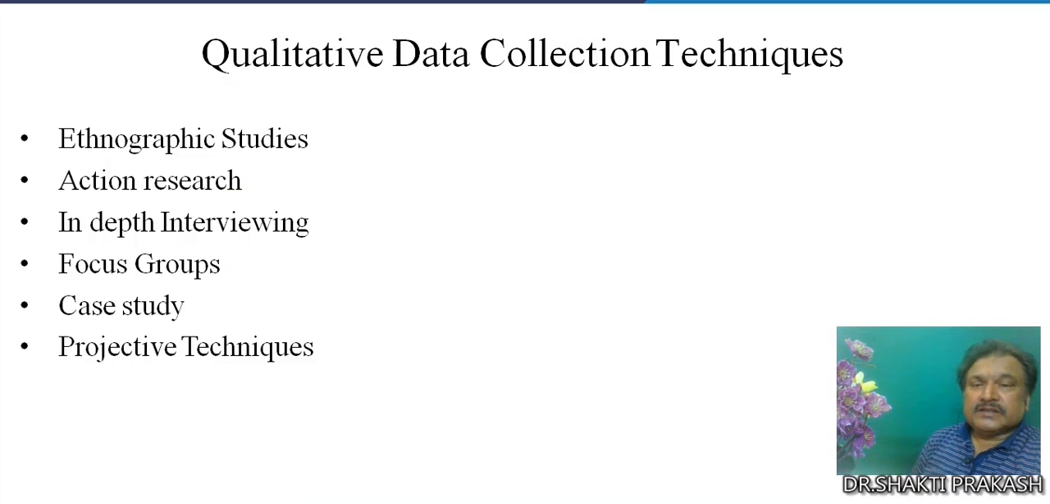Qualitative data collection techniques. These are the number of qualitative data collection techniques. One is ethnographic studies. Second one is action research. Third one is in-depth interview. Fourth one is focus groups. Fifth one is case study, and sixth one is projective technique. We will study in detail all the types of these techniques one by one.